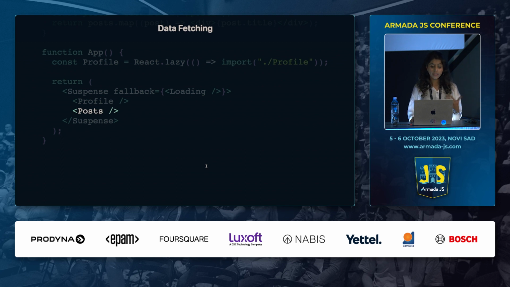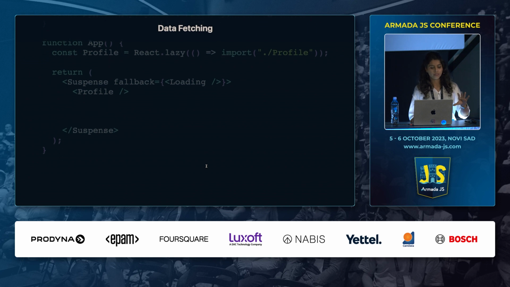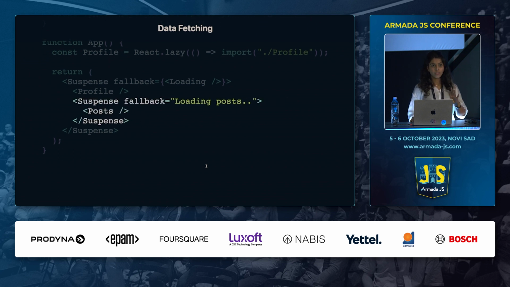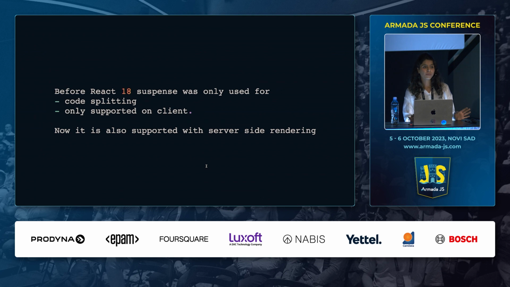So what we can do instead is wrap post in a separate Suspense. In that case, you can still load profile, even if your post component is not ready. And when the post is ready, it will fall back to the nearest Suspense block. So this was what Suspense was like in React 17. It is mainly used for code splitting and only supported on the client. But now in React 18, it's also supported with server-side rendering.